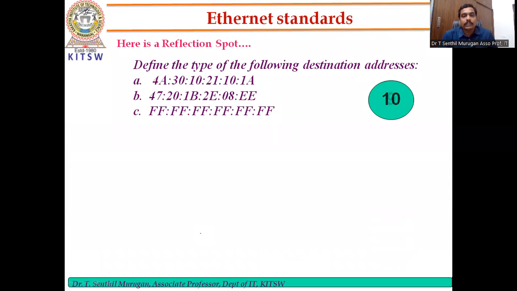Now there is a reflection point. I have given 3 addresses. Identify which type of address each one is. I am giving you 10 seconds.